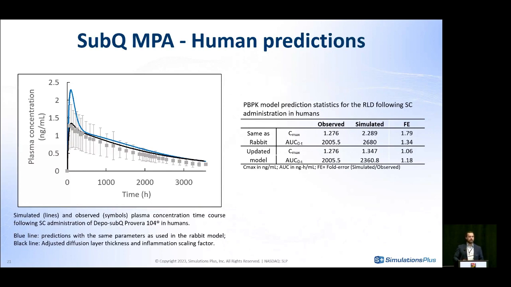But we wanted to see, can we actually improve the prediction? Can we go a step further? And when we changed the physical response, and especially the inflammation parameter, because the rabbit seems to have quite a lot of inflammation compared to human, we were now able to have a really good description of the PK profile, and that's the black line versus the observed data.